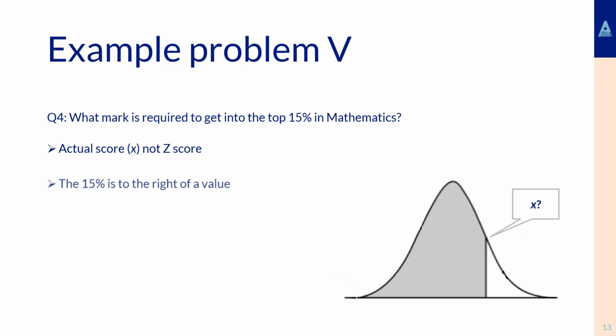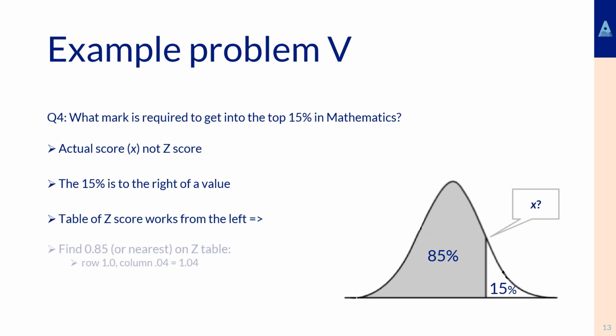We know that it has to be the top 15%, and that's to the right of the value that we want. But the table of Z-scores, and here we're going to use the manual paper table that I'm providing, works from the left. So it's the area under 85% that we're looking for. So we're looking for 0.85 or nearest on the Z table. We're not looking at the rows and columns of the Z table. We're looking inside the table for the number which is closest to 0.85.